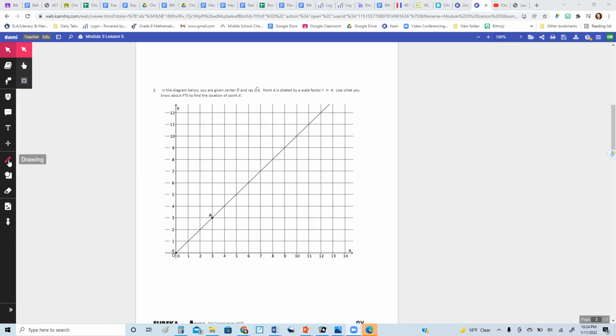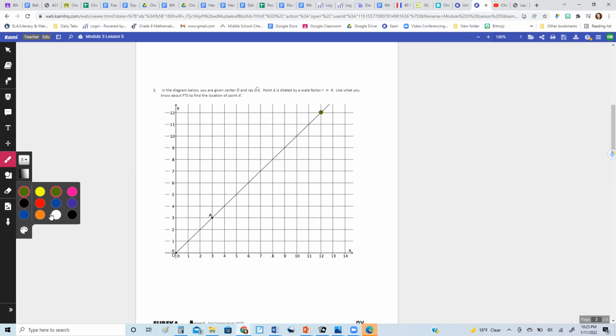We knew that when we dilated this A, we just used this X coordinate and said, okay, 3 times 4 is 12, and it's going to be on this line, which is great. But what if we don't want to draw the line? Or what if we don't even have a graph? Can we figure out these coordinates? The answer is yes, we can.